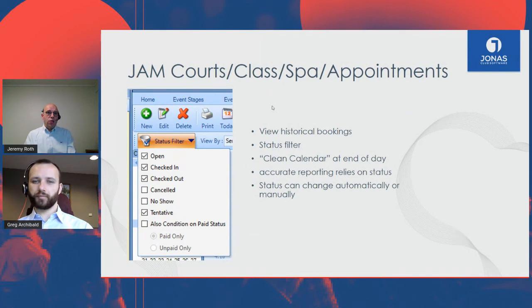So in regards to some of the other JAM modules that we have, so for courts, class, spa, and appointments, very similar level of functionality to what we displayed for you with JAM events. Again, you have a fantastic set of filters that are available for you there. So if you did want to go back in history and see court bookings for the month of June 2020 or 2019, you can go back to that date range and then access that based on a filter. So only all bookings for that month that were checked in or checked out or no-showed, and use those sorts of filters to zoom in on certain information that you would think would be relevant to you.